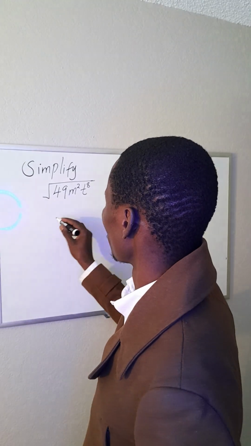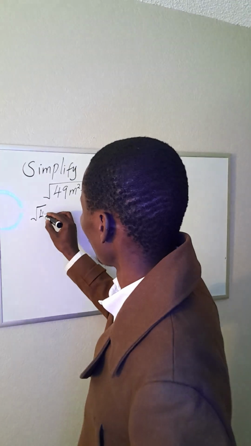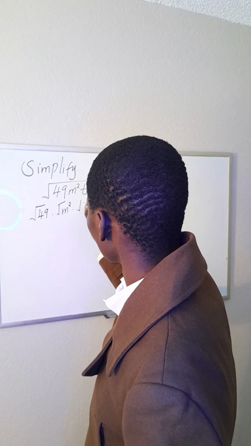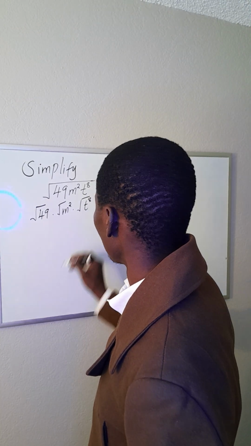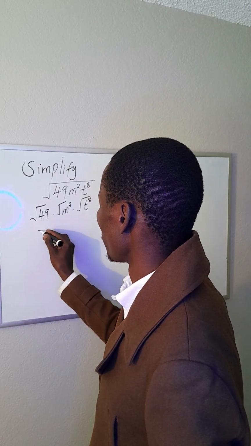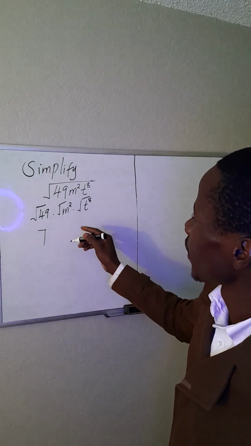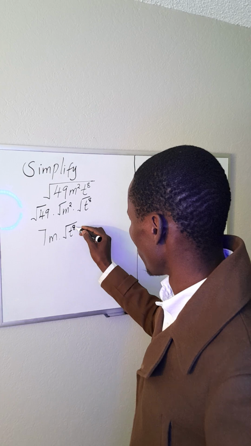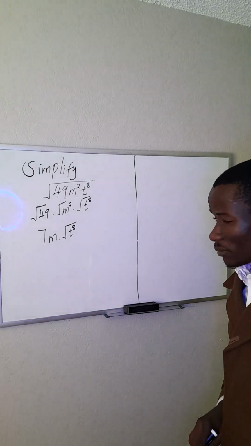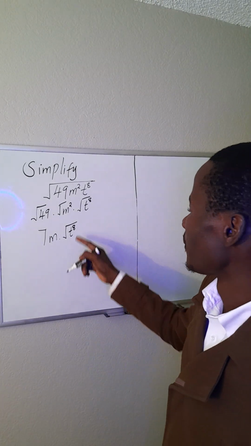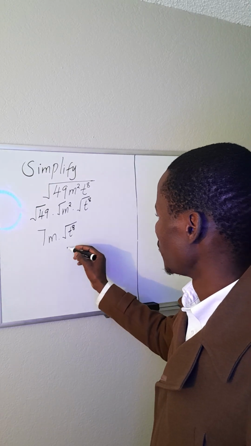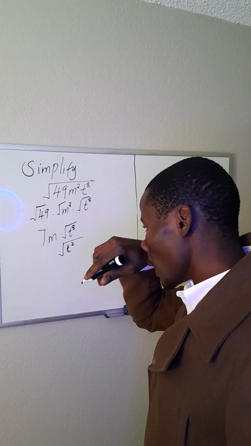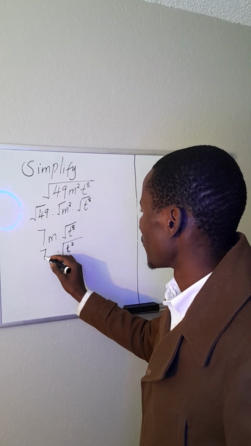I can try to split this into the square root of 49 dot square root of m squared dot square root of t raised to the power of 8. The square root of 49, we know very well, is 7, while the square root of m squared is m. Now the square root of t raised to the power of 8: because this is t raised to the power of 8, I can split this further into t raised to power 2. Everything we get will be multiplied by 7m.